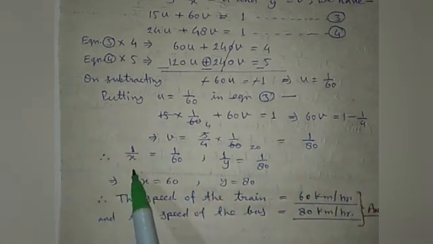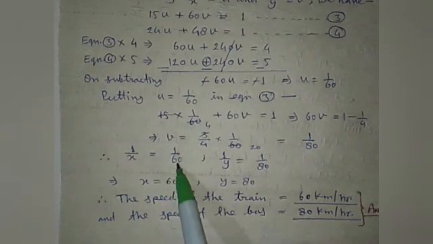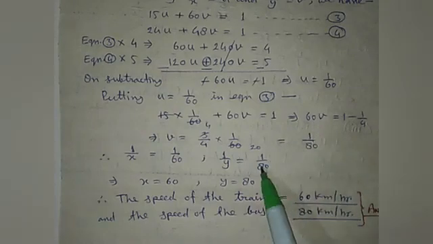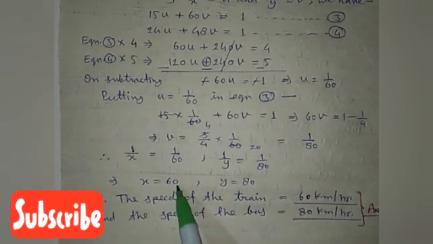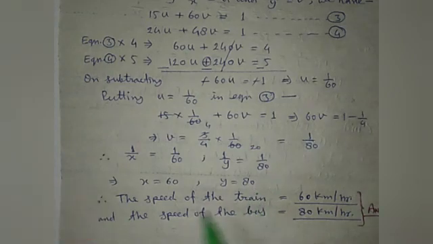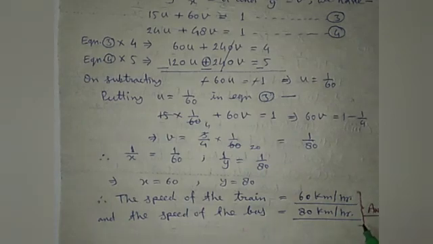Now 1 upon x equal to u means 1 upon 60. And 1 upon y equal to v, that is equal to 1 upon 80. Hence x equal to 60 and y equal to 80. Hence the speed of the train is 60 km per hour and the speed of the bus is 80 km per hour, which is the answer of this question.